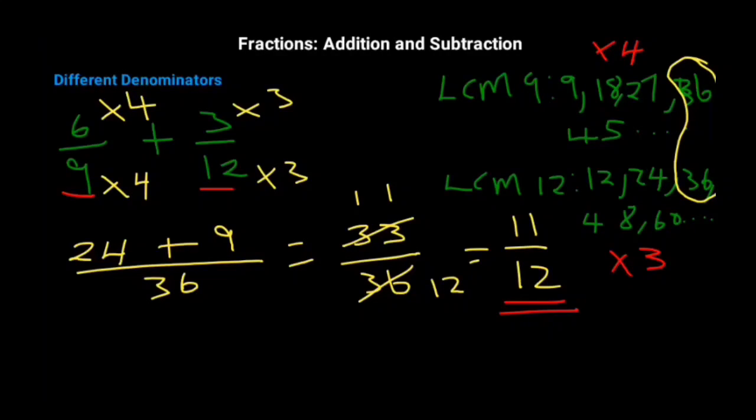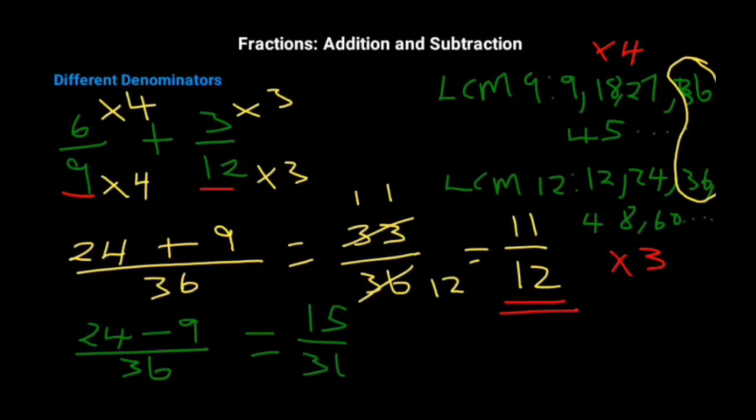If we are to subtract our fractions now, then we'll have 24 minus 9 over 36 would give us 15 over 36. And this can be simplified by 3 once again. 3 into 15 gives us 5. And 3 into 36 gives us 12 again. So our new fraction would be 5 over 12. And that is our answer.